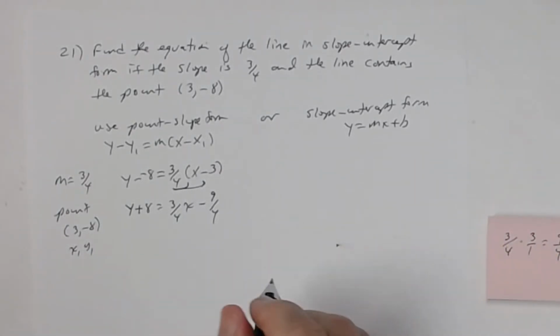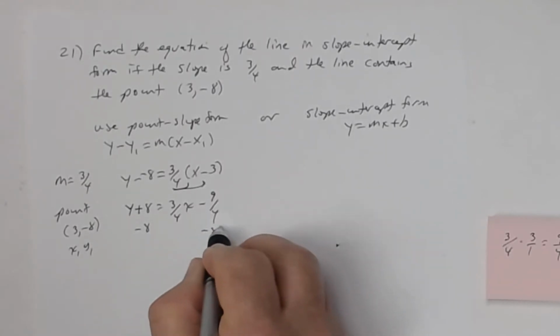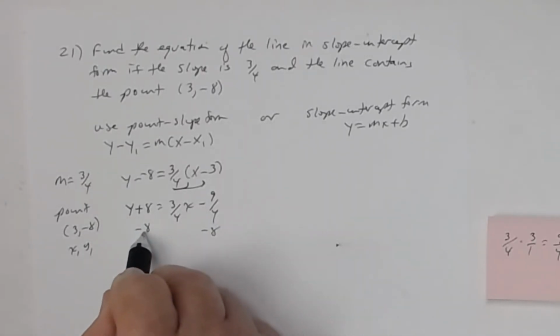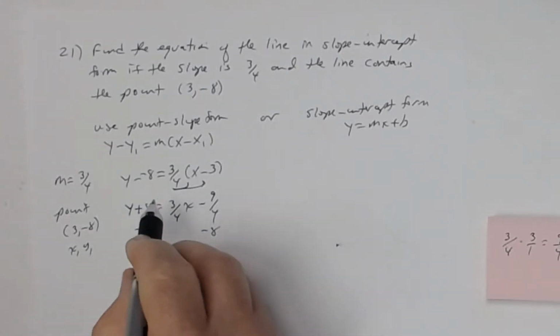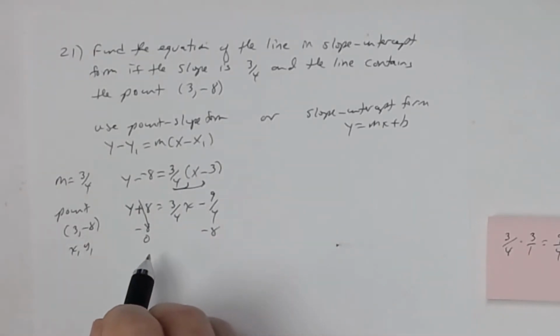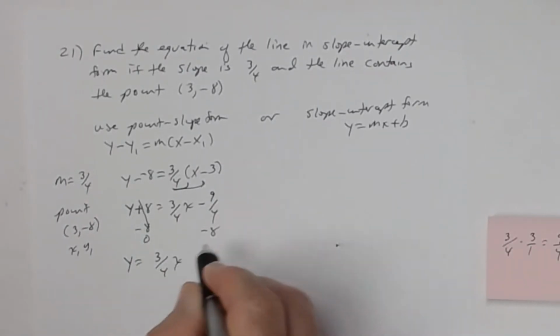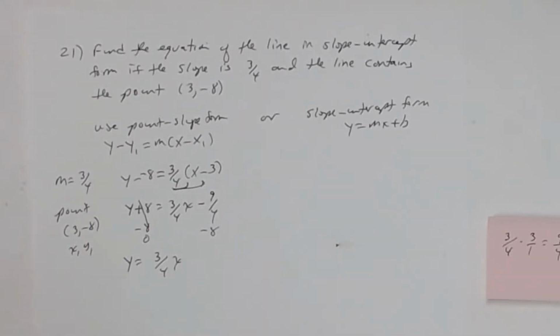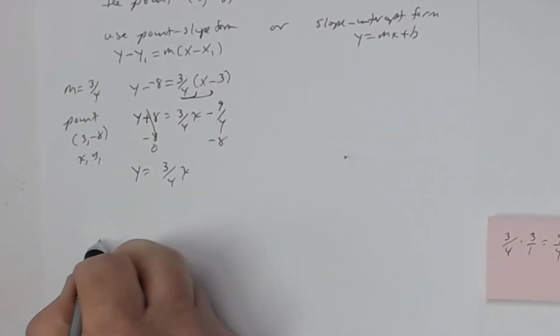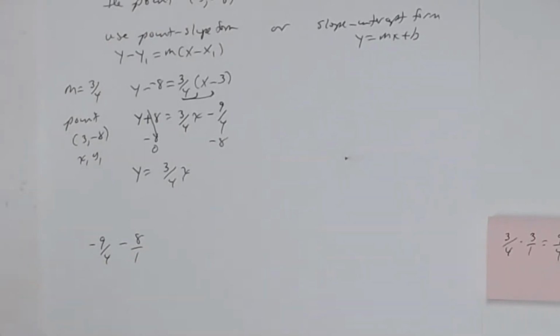And then the next thing you're going to do is get y by itself. So you're going to subtract 8 from both sides. Notice I'm aligning my like terms. What you do to one side, you do to the other. And then combine like terms. The 8 and -8 are opposites. When you add them up, you get 0. So you get y equals 3/4 x. And then you have to figure out what -9/4 and a -8 is. So I'll just do that here. A -9/4 and a -8 divided by 1, right?